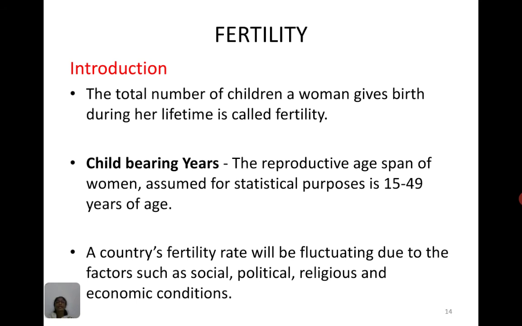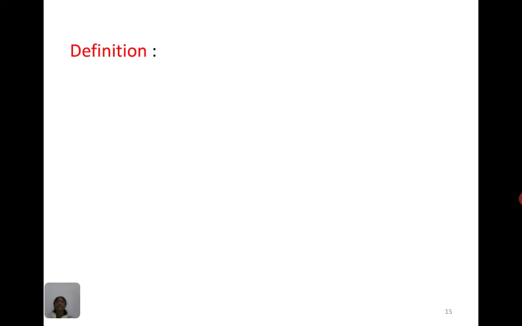Now let's see the meaning of fertility. The total number of children a woman gives birth to during her lifetime is called fertility. Childbearing years, the reproductive age span of women assumed for statistical purposes, is 15 to 49 years of age. A country's fertility rate will fluctuate due to factors such as social, political, religious, and economic conditions.